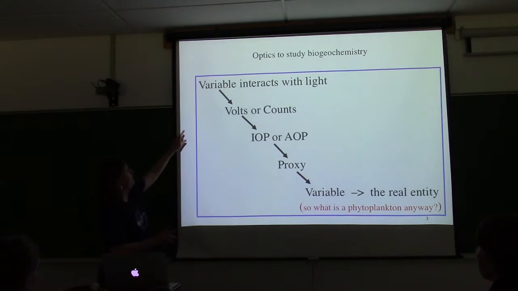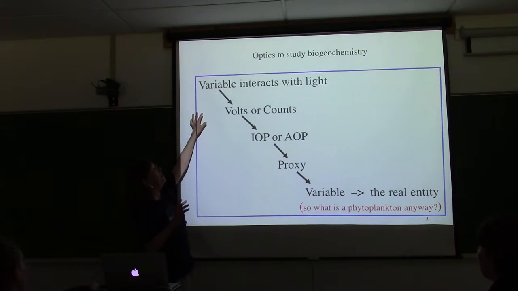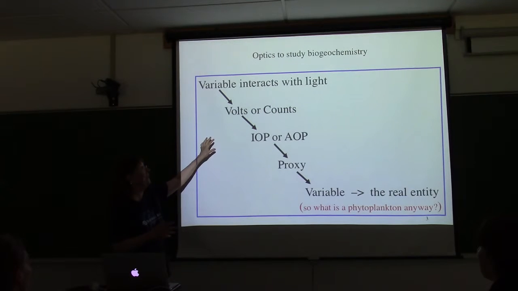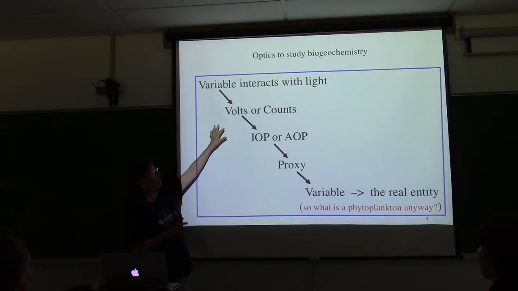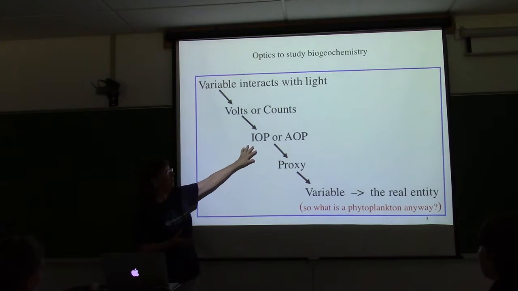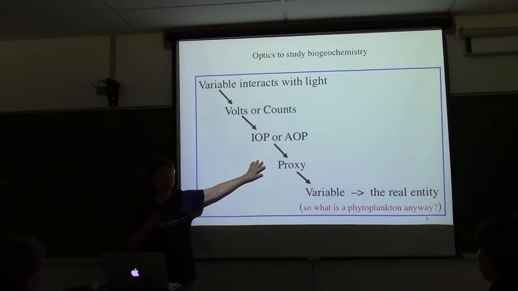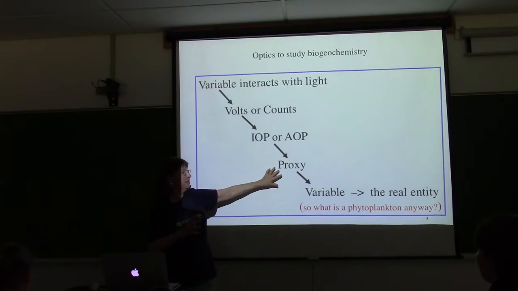And putting that in a different way, in terms of how we use optics to study biogeochemistry, we go from a variable that interacts with light. And then we measure a volt or a digital count. We turn that into an IOP or an AOP. And then for those of us who are more ecological, we turn that into a proxy.